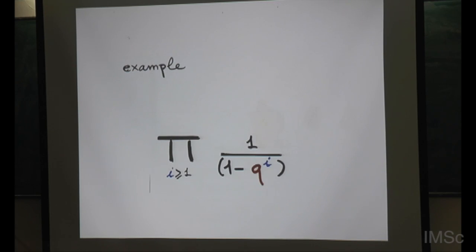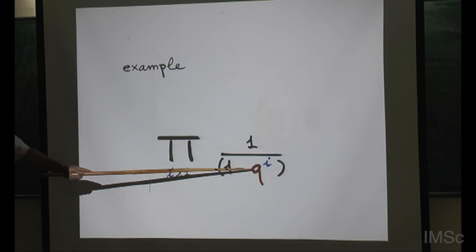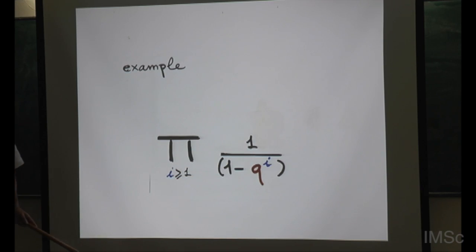So a typical example is this one. Take 1 over 1 minus q^i, which is 1 plus q^i plus q power 2i plus q power 3i. This is a family of products. This is well defined. And we will see that this is a generating function for partitions of integers. So this is typically an infinite product, which is very well defined in the algebra of power series.